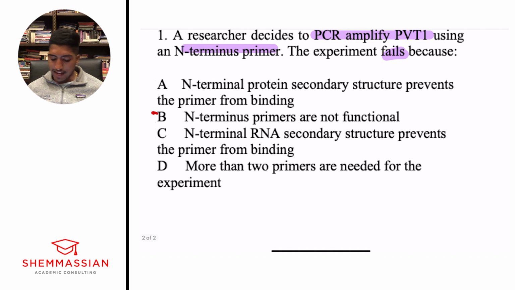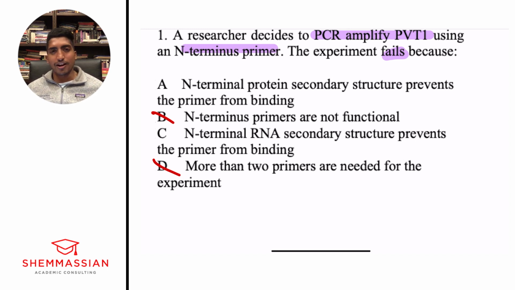Note that B, N-terminus primers are not functional, doesn't really make sense, right? We've seen N-terminus primers work before, and it doesn't mention that's a reason why these wouldn't work here. And in D, more than 2 primers are needed for the experiment. Nowhere does it say that. It never says anything about the number of primers needed. And so we can eliminate D. And so now we're down to N-terminal protein secondary structure or N-terminal RNA secondary structure.